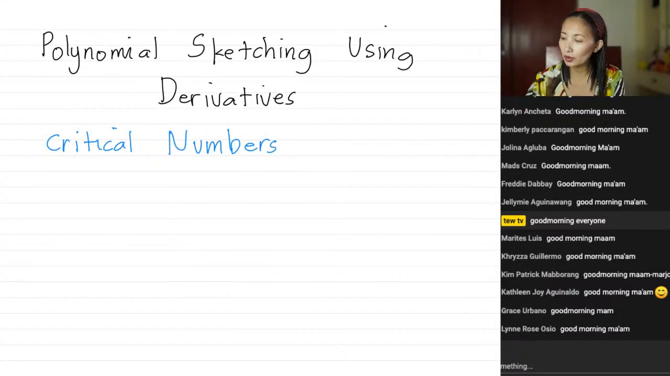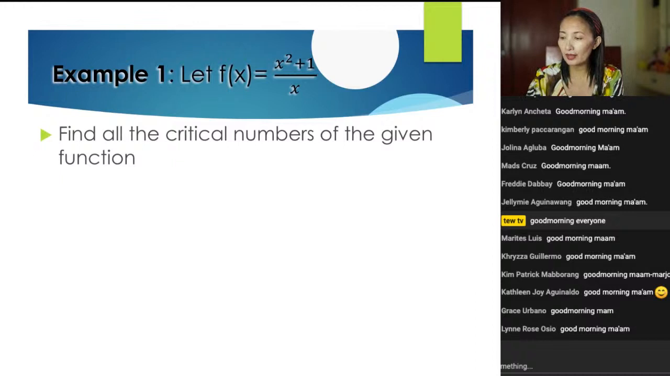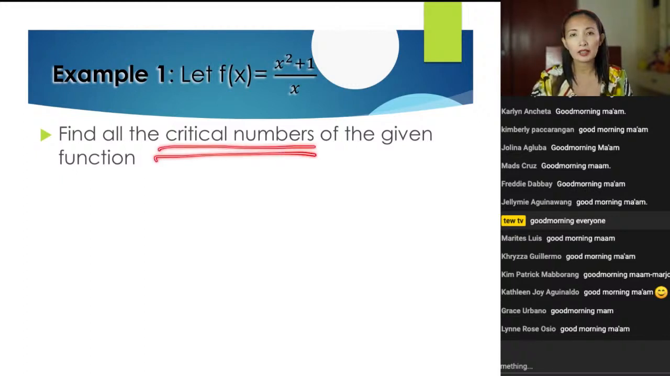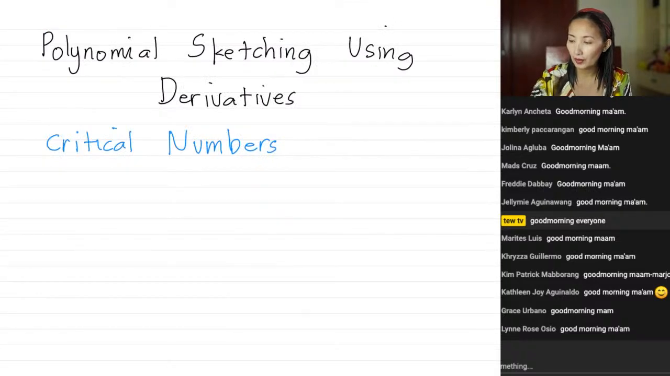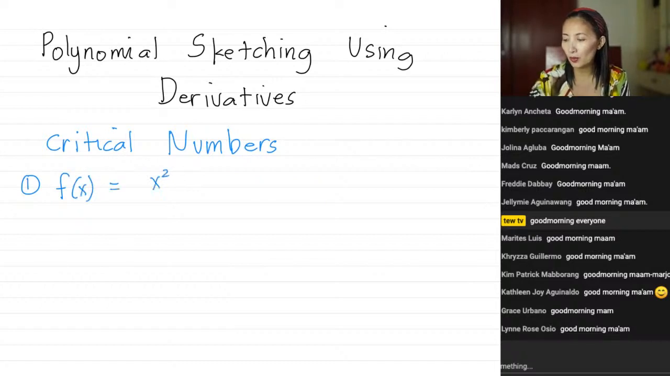Now, let's go back to the problem given. F of x is equal to x squared plus 1 all over x. Let me copy f of x. What is the problem asking for? First, we identify what the critical numbers are, if there are critical numbers for this given function. So example number 1: f of x equals x squared plus 1 all over x.